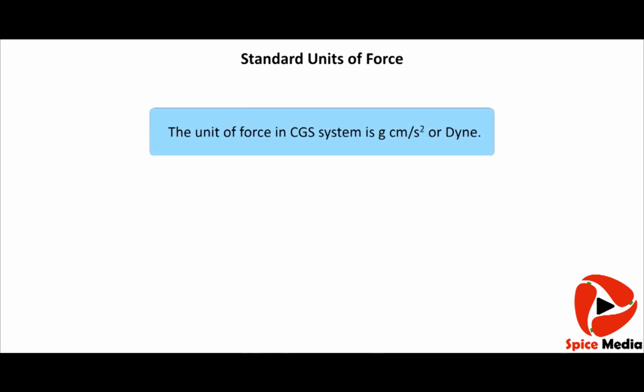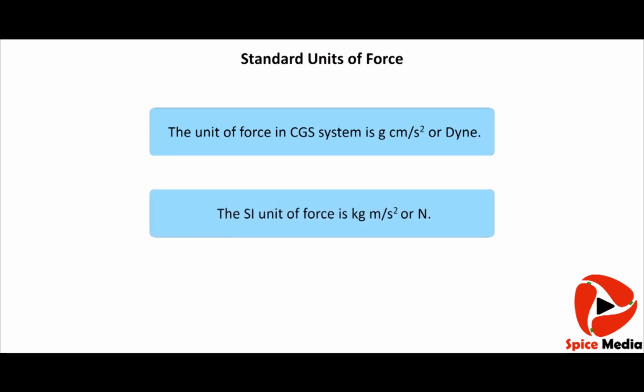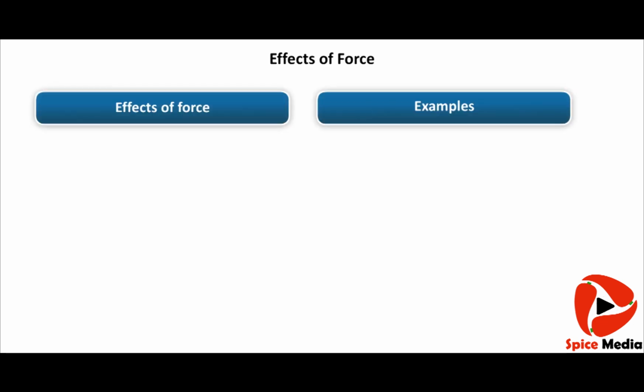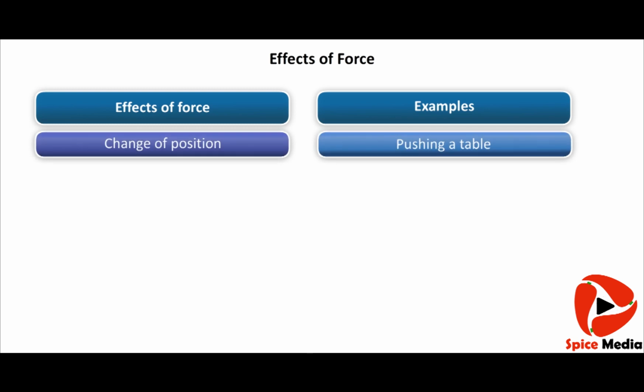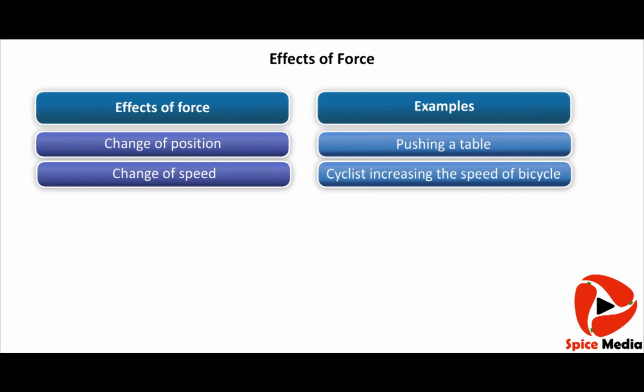The unit of force in the CGS system is gram-centimeter per second squared, or dyne. The SI unit of force is kilogram-meter per second squared, or Newton, which is N. Force acting on an object causes many other effects. Force causes change in motion. Here we see some of the effects of force.